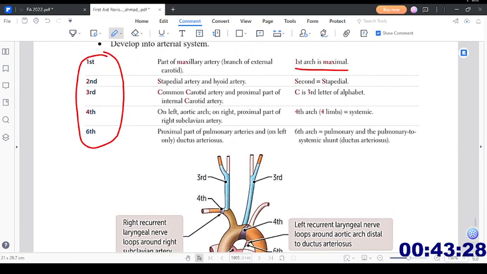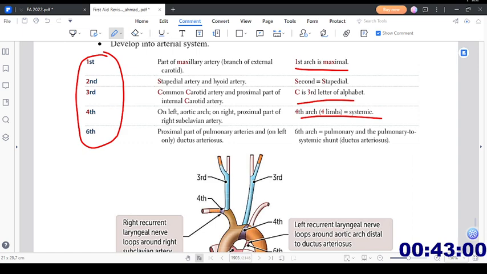Second arch gives rise to the stapedial artery and hyoid artery. Then third arch, the common carotid artery and the proximal part of the internal carotid artery. C is the third letter of the alphabet. Then the fourth one: on the left it gives rise to the aortic arch, while on the right it gives rise to the subclavian artery.